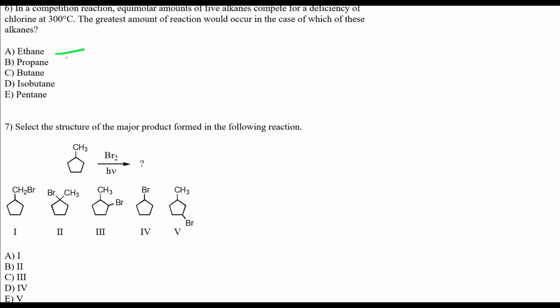Ethane, that's just a line. Propane, well, it's a line because that's 1 carbon and that's 1 carbon. 2 carbons is an ethane.